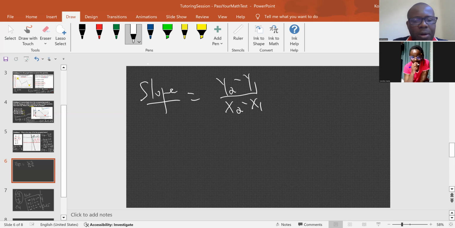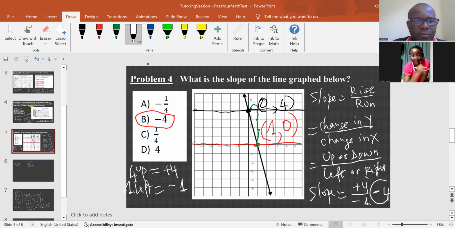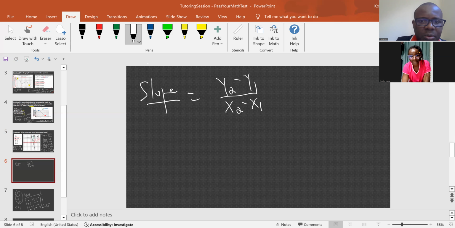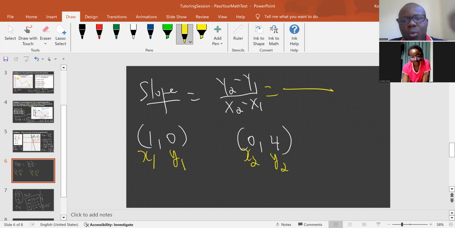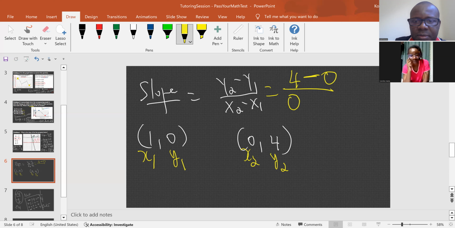Good. So for our first point here, we could choose any one. Okay, if I take 1, 0, and I take the other one 0, 4. So I could say, my X1 is this, Y1 is this, X2, Y2. Applying that, Y2 is 4 minus Y1 is 0. X2 is 0, minus X1 is 1.